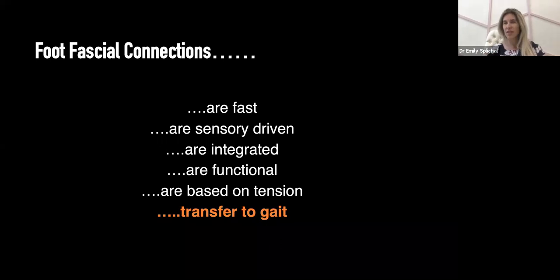We have hundreds of sensory nerves in the bottom of the feet. They are sensory gateways into our brain or into our nervous system. Foot fascial connections are integrated, of course, right? Your feet are part of your core. That is an integrated pathway that we want to make sure that we optimize because it blends into the next one, which means it is functional.